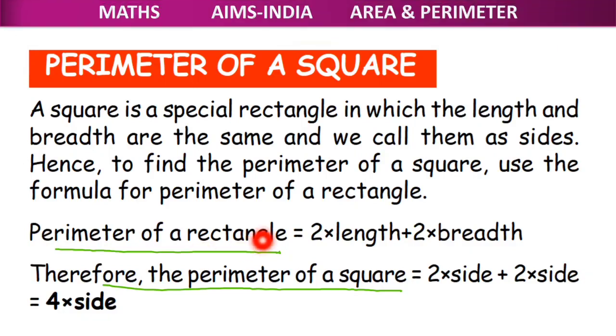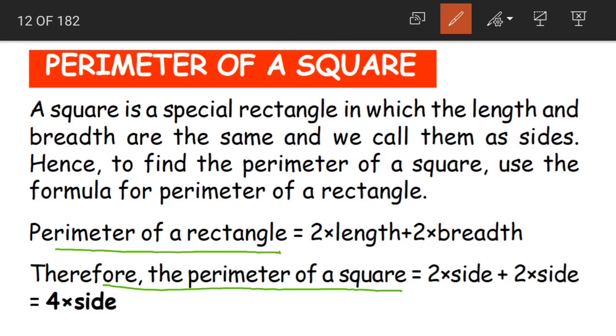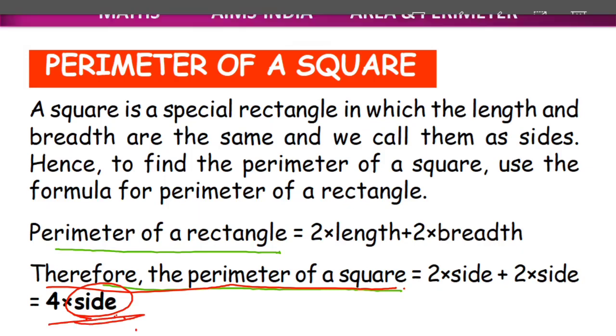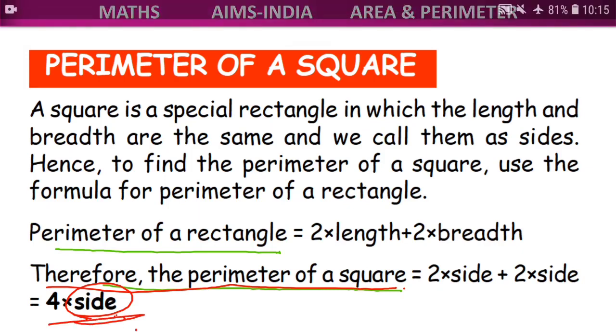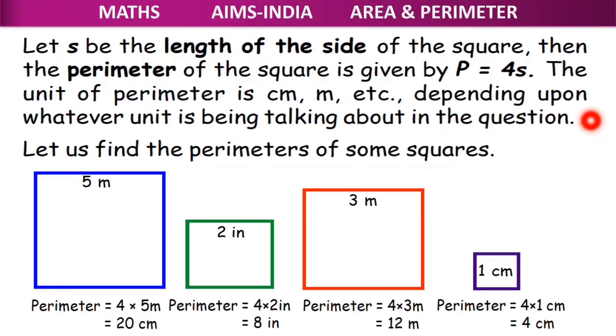So S is nothing but what is S here? S is side. Therefore, the perimeter of a square is equal to 4 into side. Is this clear, children? Now let S be the length of the side of the square. Then the perimeter of the square is given by P is equal to 4 into S.